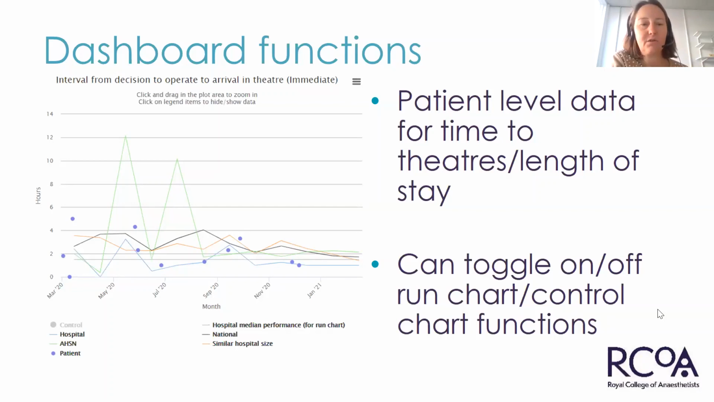When you see this on your dashboard, you can toggle the purple dots, the patients, on or off. And if you want to know who an exact patient is, if you hover your cursor over that patient, it'll give you the NELA ID. So you can go back and look at that patient in the data set to understand a little bit more about how they got the length of stay that they did.